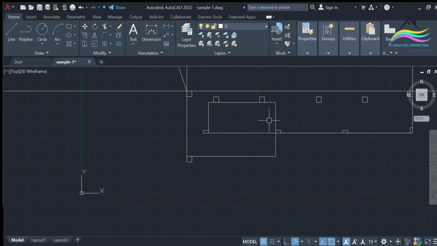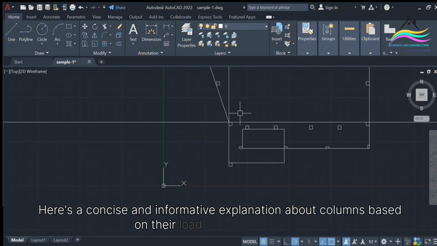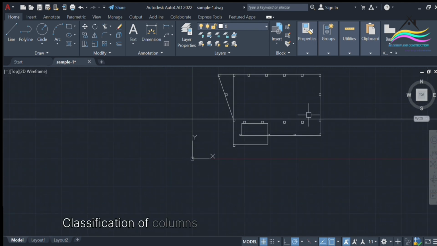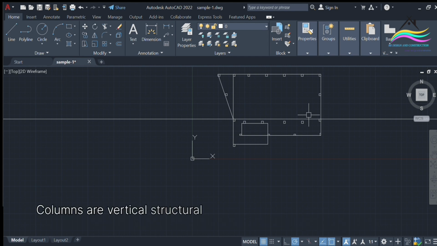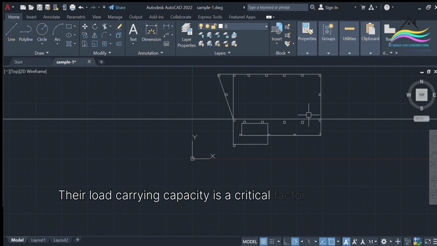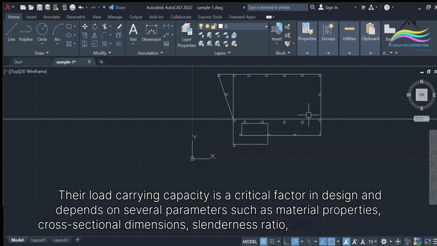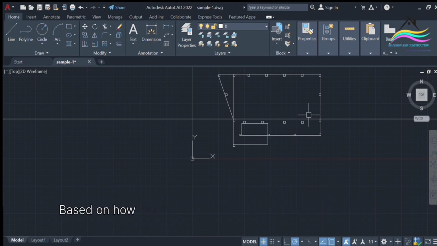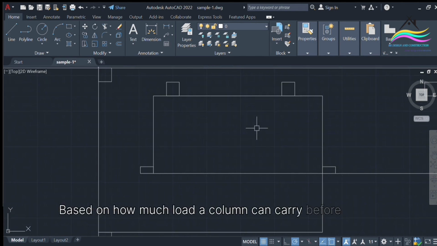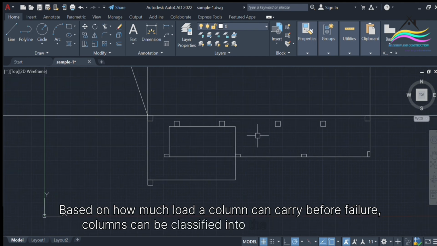Certainly. Here's a concise and informative explanation about columns based on their load-carrying capacity. Classification of columns based on load-carrying capacity. Columns are vertical structural elements primarily subjected to axial compressive loads. Their load-carrying capacity is a critical factor in design and depends on several parameters such as material properties, cross-sectional dimensions, slenderness ratio, and end conditions. Based on how much load a column can carry before failure, columns can be classified into the following types.